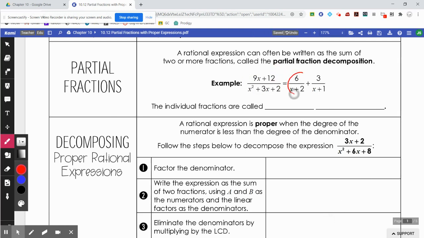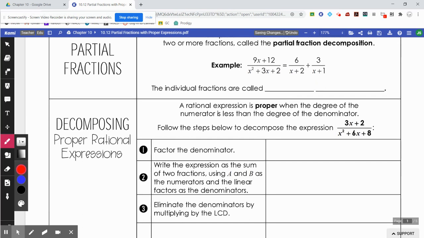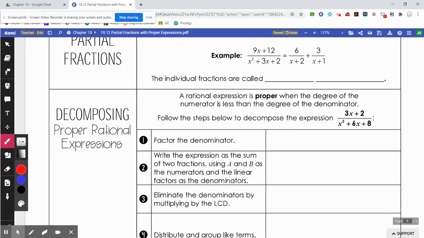Now, we know that in previous lessons, a few chapters ago, we took those two fractions and added them together by finding the common denominator and putting them together to give us this. So now we're going to work this problem backwards by decomposing it. This is helpful a lot of times in calculus, where integrating is one of our main uses for this. The individual fractions are called partial fractions. And that's what we are doing.